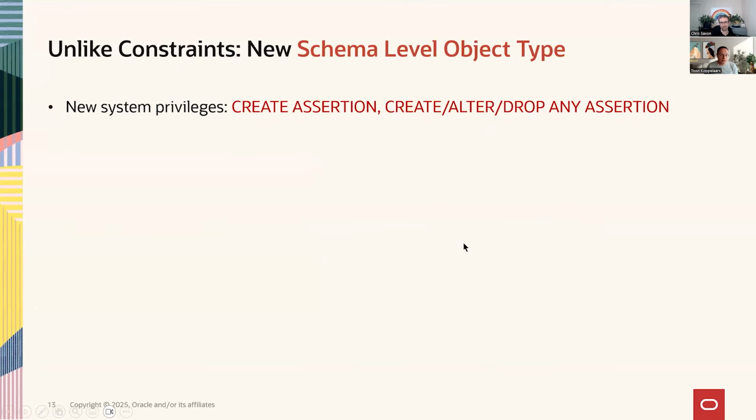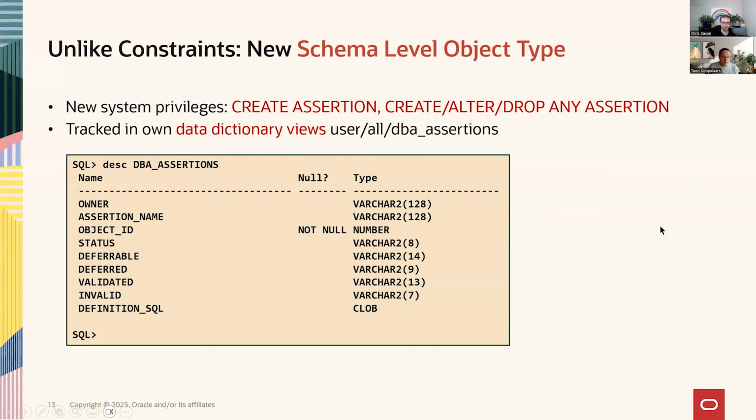Now, unlike constraints, assertions are a new schema level object type. Yeah, so currently constraints are attached to a table. You don't have a create constraint command, but with assertions, we will have a create assertion command, as well as create, alter and drop any assertion system privileges. And we're tracking them in user, all, DBA assertions.